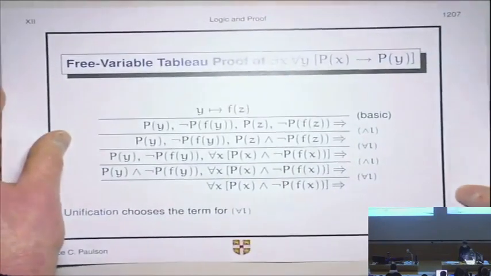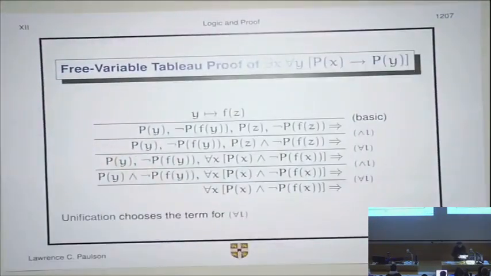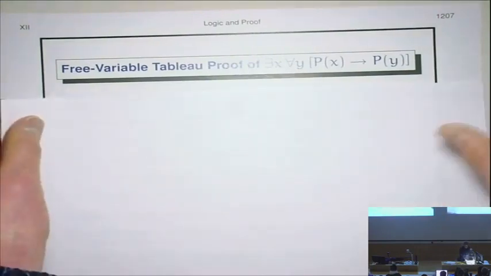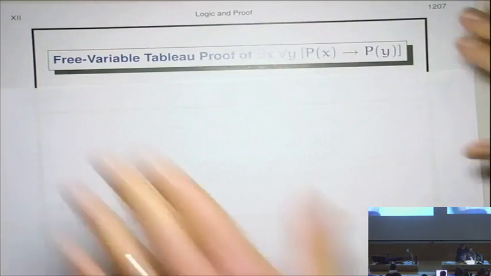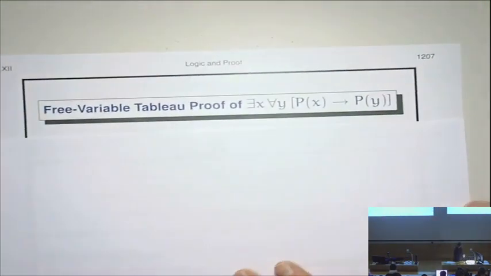So let's look at this formula here. I believe we've seen it before. It's one of those weird formulas which is not true in intuitionistic logic and looks kind of unbelievable because it says there's an exists x such that for all y, px equals py. I think we went through exactly why this is a theorem. But anyway, now we're going to prove it in the free variable Tableau calculus.